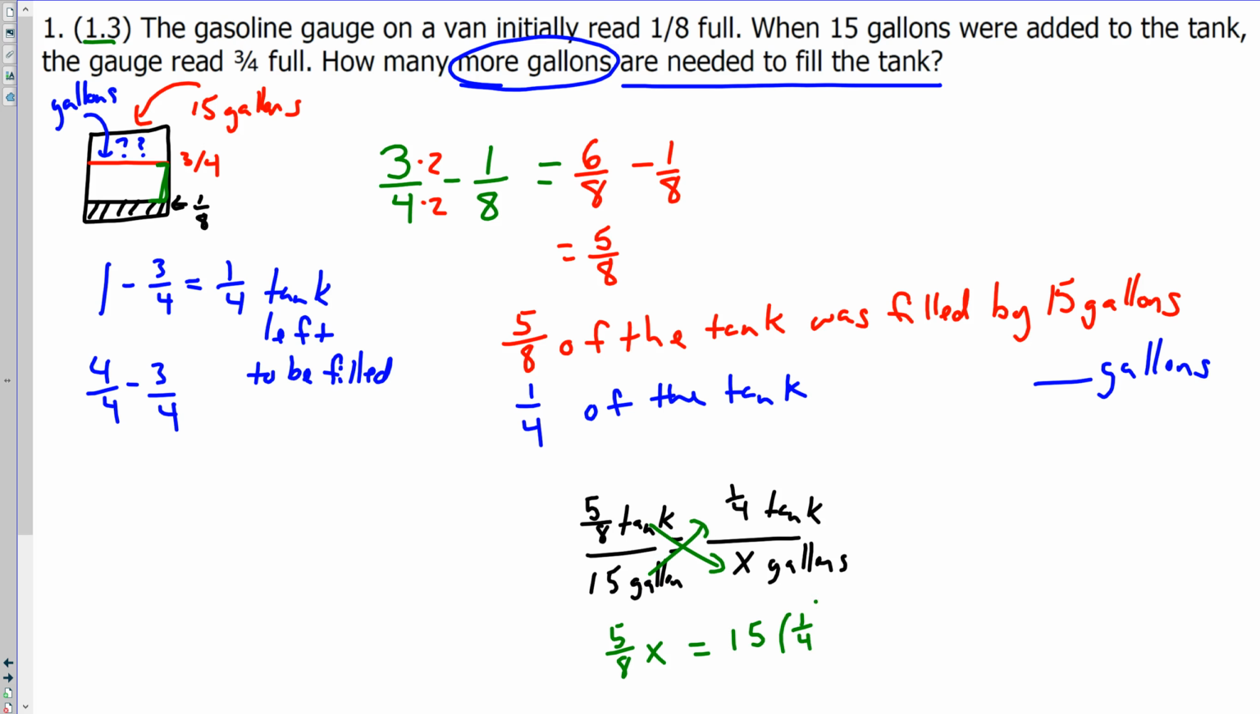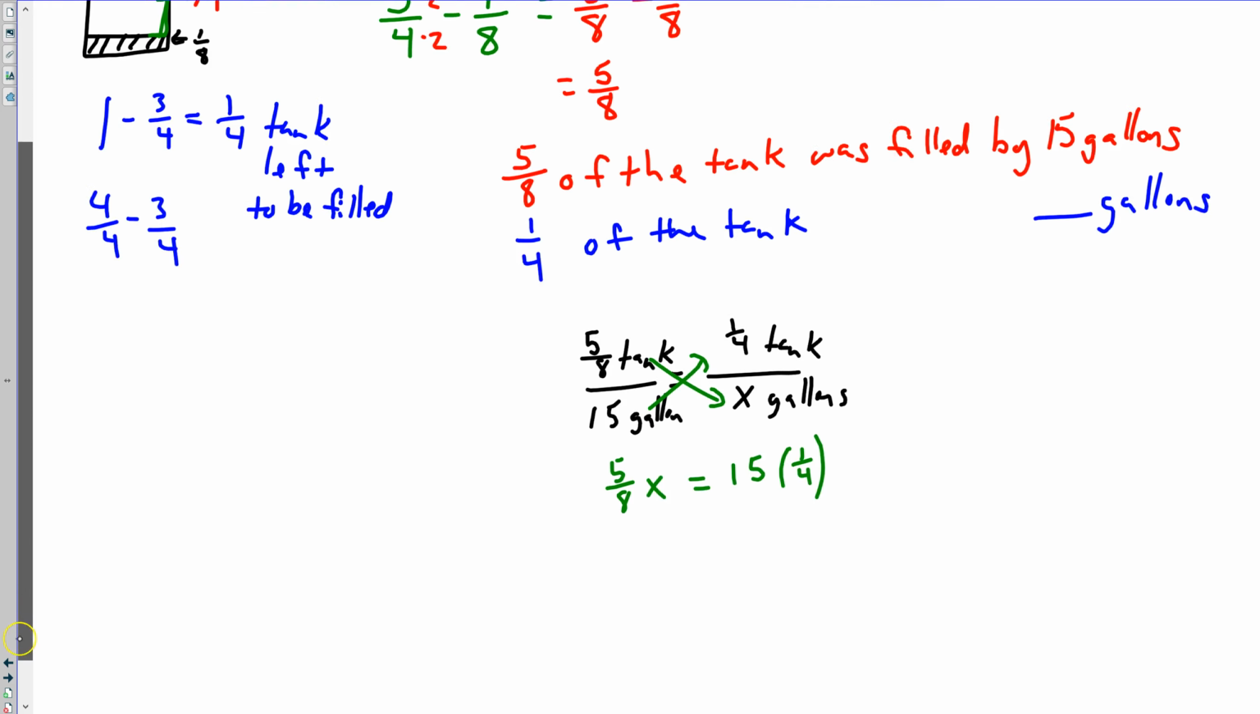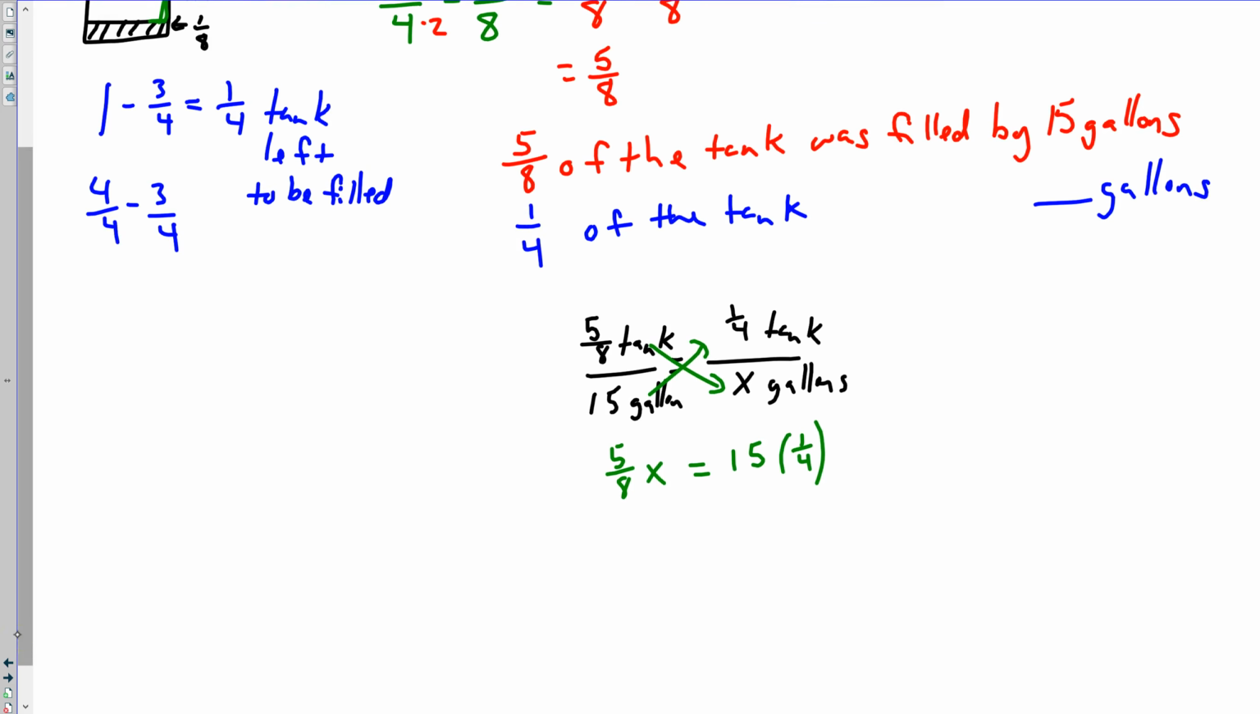And yes, there are fractions there, and that's totally fine. Fractions are just like any other number. You can operate with them. So if I did 15 times 1/4, that's 15/4, and 5/8 x. And then there's a whole variety of ways that we can continue from here. I could divide the 5/8.